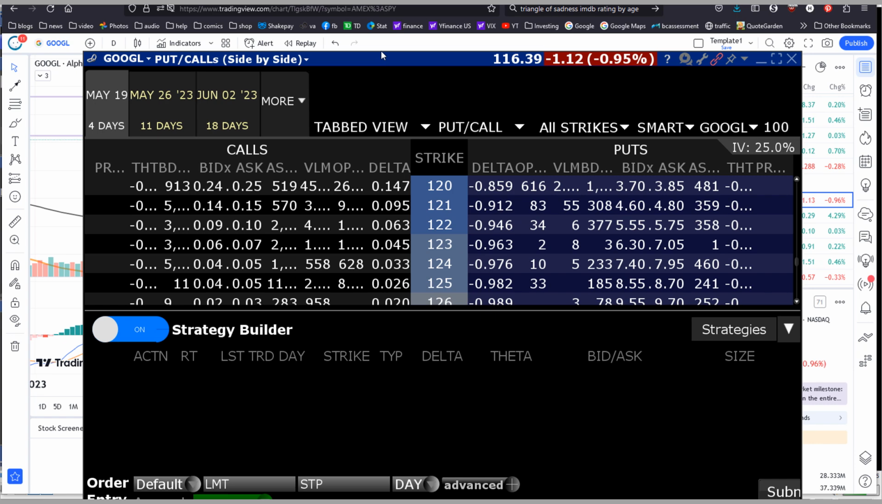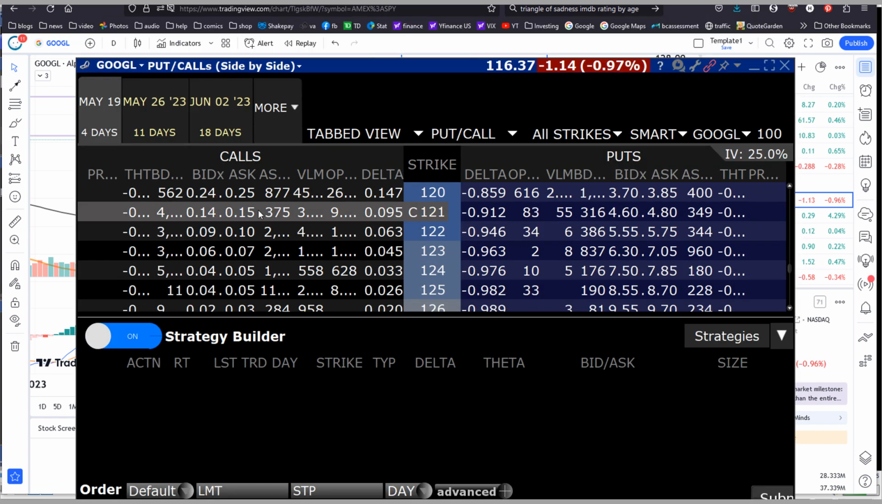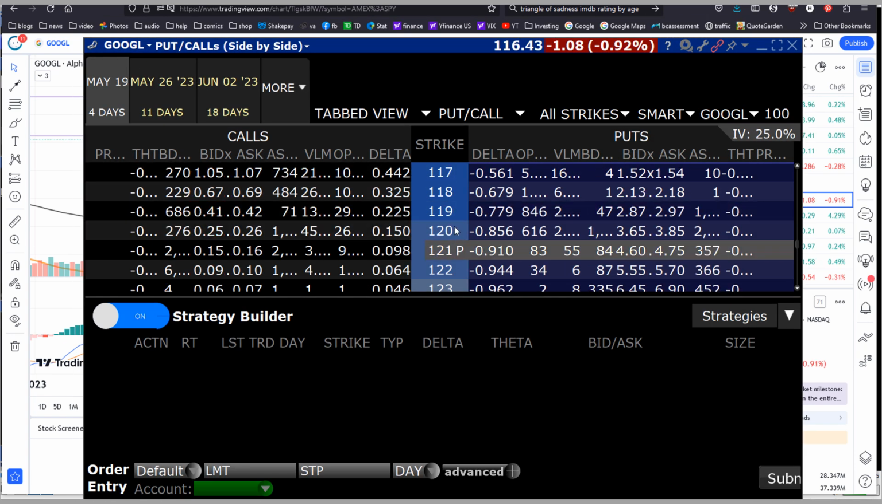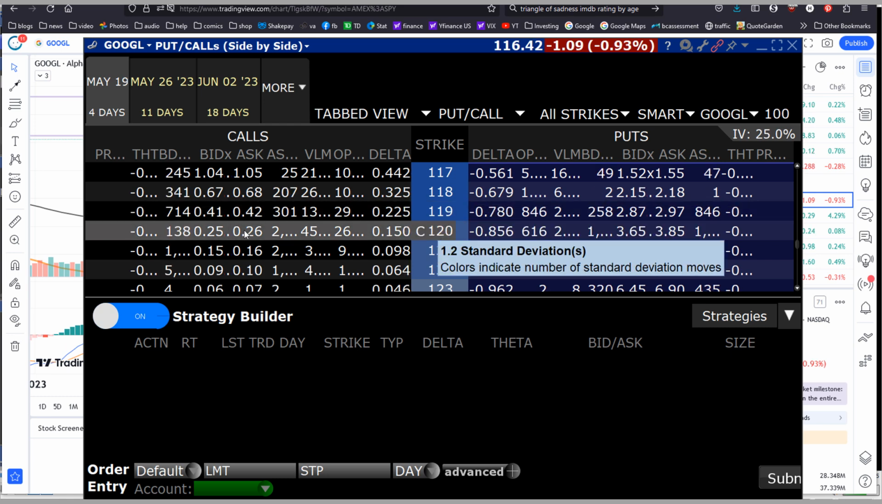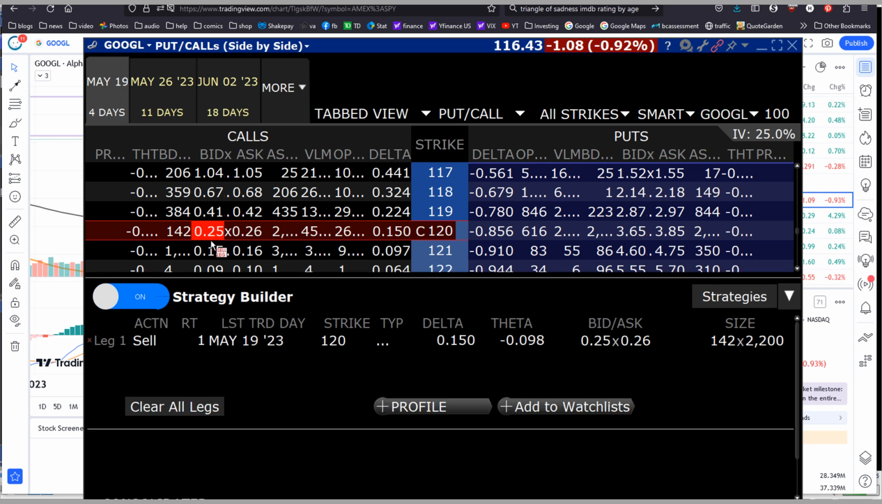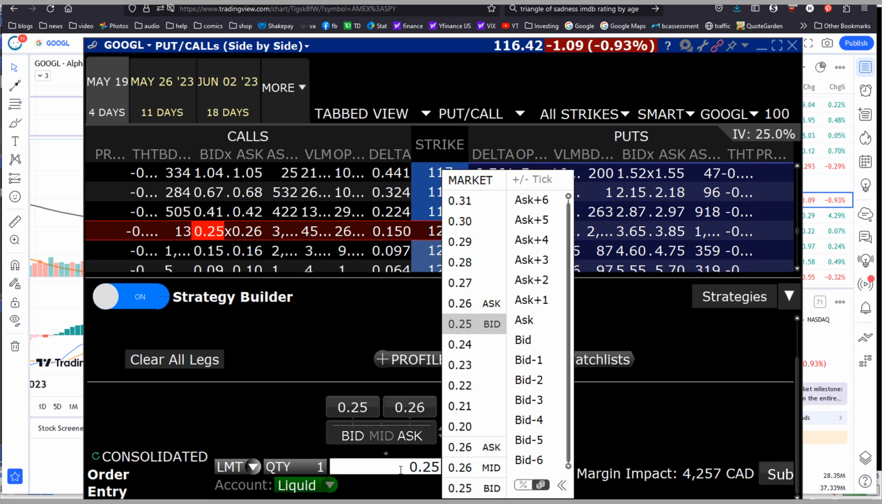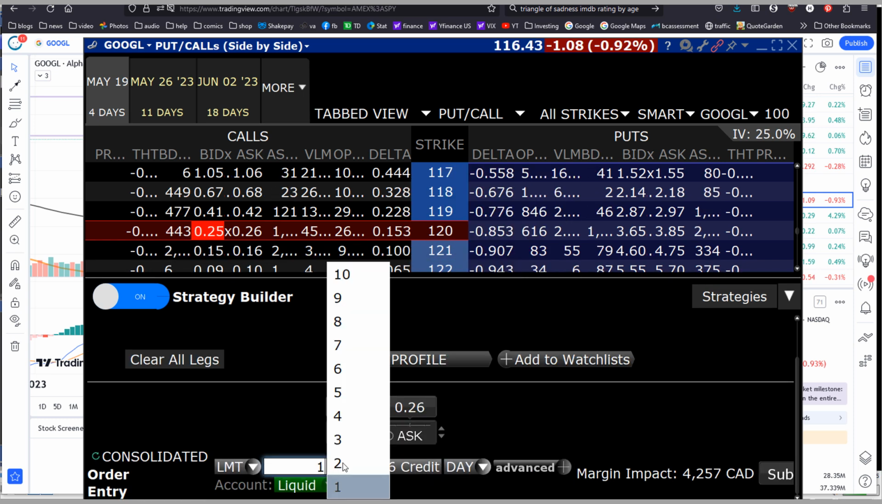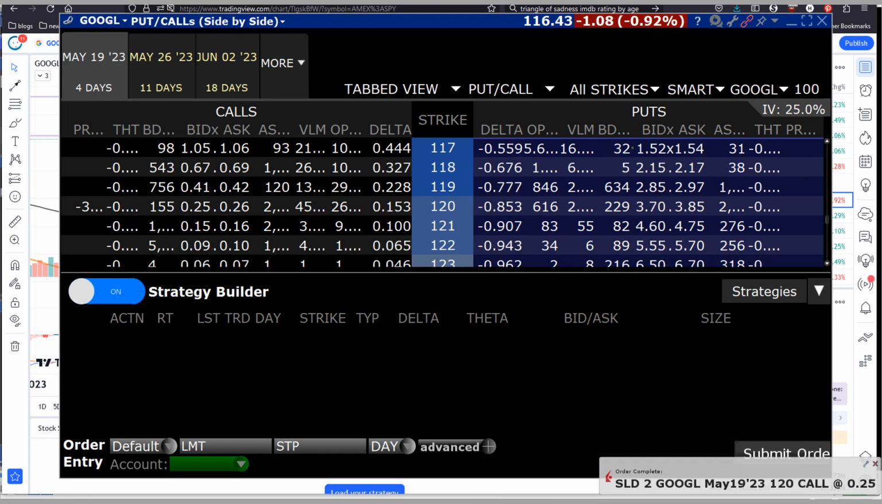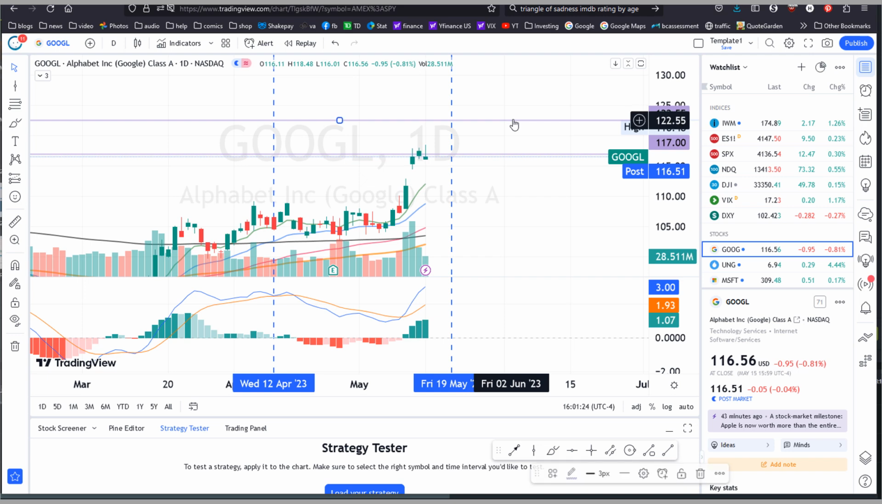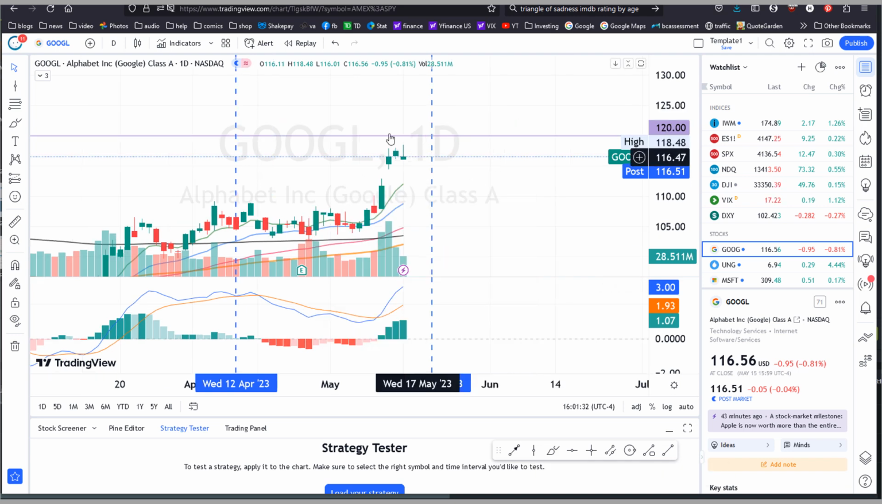Taking a look at the option chain here for Alphabet, I'll just use one standard deviation, which is between these two. This is at 0.8, this is at 1.2, so I'll choose the 120, and I'm going to sell a couple of these. Order filled. Okay, there we go. So that's going to be right here, this purple line.